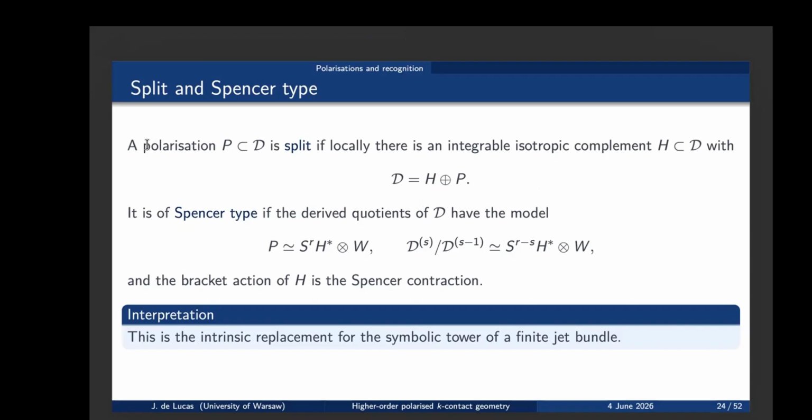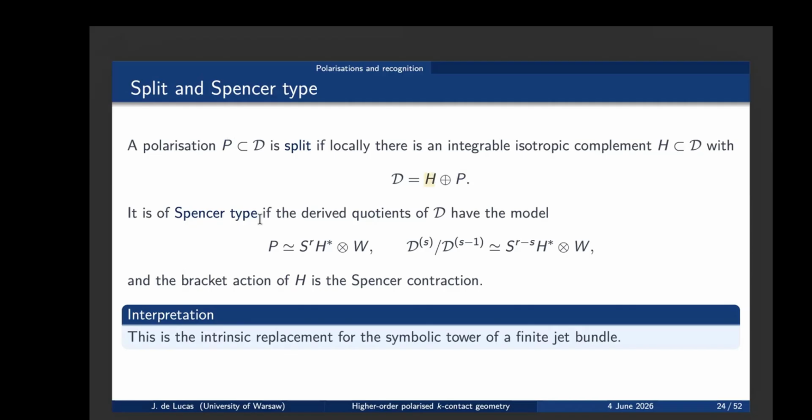So the thing is, first, this polarization has to be split. This means that it has an integrable complement. This is what I mean. In general, it does not happen. There are counterexamples in a paper that will appear on Monday, that I will send, where you have a polarization in the sense I gave, and there is no integrable complement. But it's something that can be checked, okay?